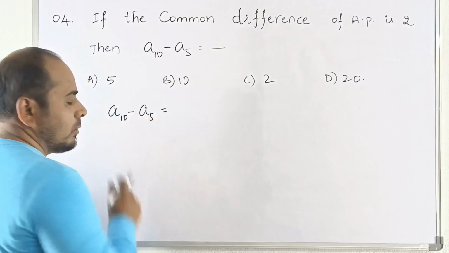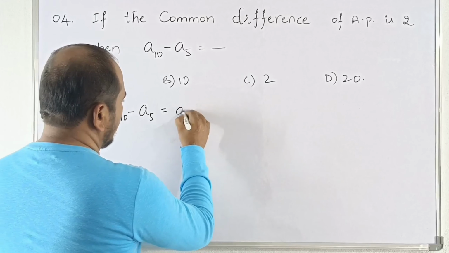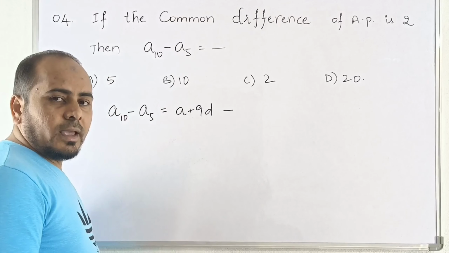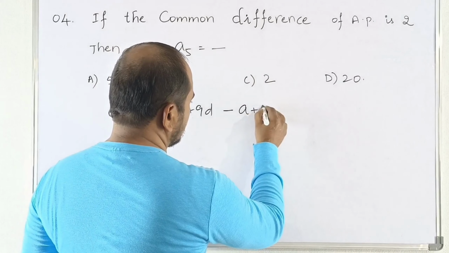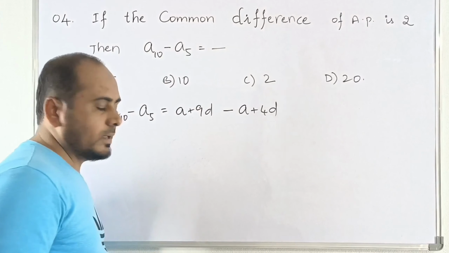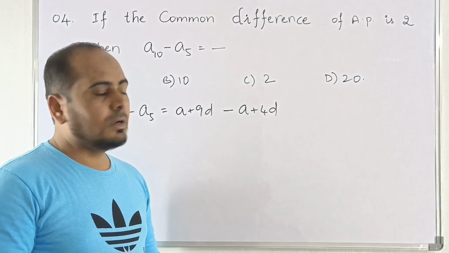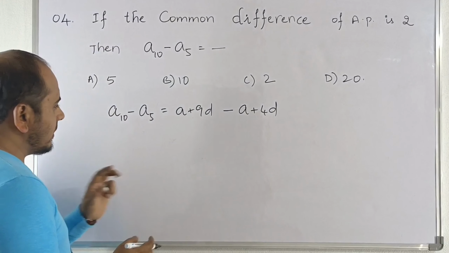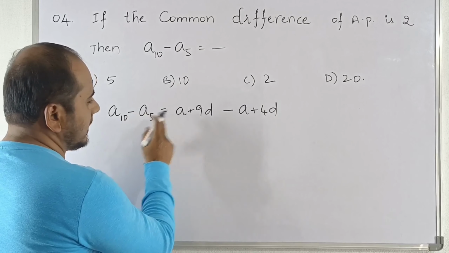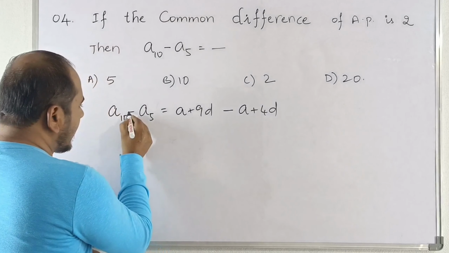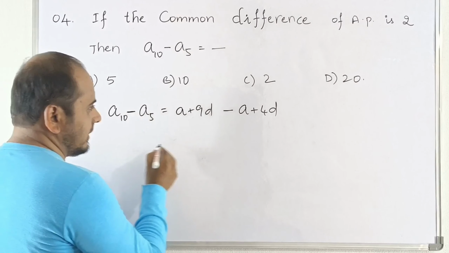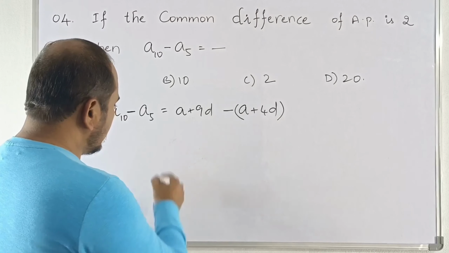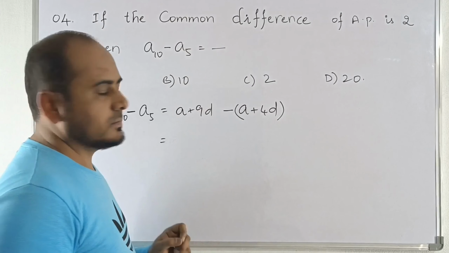A10 minus A5. What is A10, my dear? A plus 9D, minus, what is A5? A plus 4D. Is it right, as I have written? Do you think this is correct? No, my dear. Of course, the formula is right: A10 is A plus 9D, A5 is A plus 4D. But as we have a negative sign in between, you definitely have to take a bracket. This is the right one.